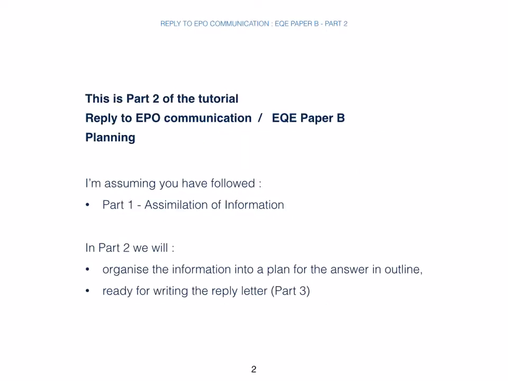This is part 2 of the tutorial, Reply to the EPO Communication, Planning. I'm assuming you have already followed part 1, which was a simulation of information. In part 2, we will organize the information into a plan ready for presenting the claim amendment and for writing the reply letter, which we will deal with in part 3. Next is an outline for planning.